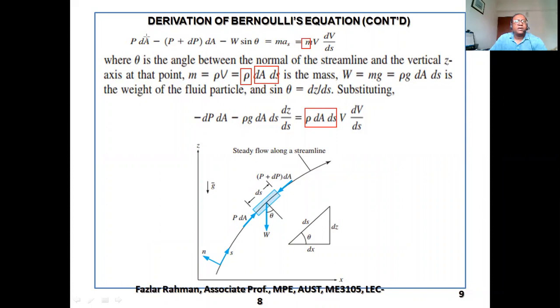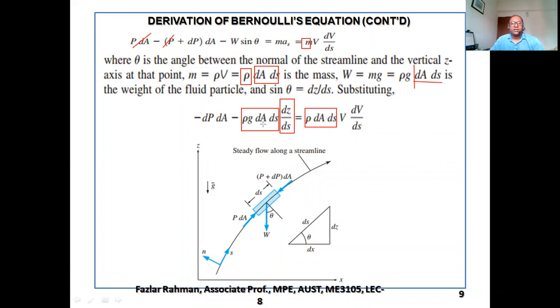this P into dA, this P into dA will be out. You have minus dP into dA, and W. So W equals mg. So what is mg? Volume into rho into g. So this is the volume dA into ds multiplied by rho g. So you see right over here, this is our W. And this sin θ equals dz/ds. That we put over here.